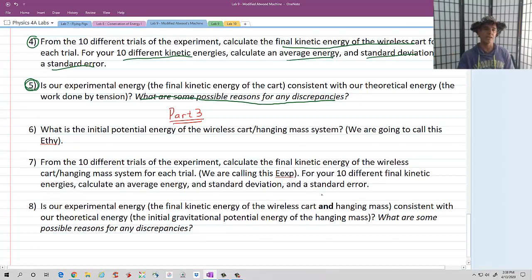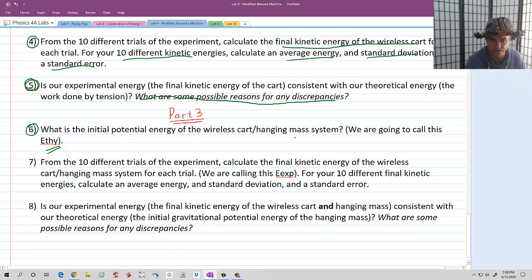And then part 3, again, there's no new data taking. It's still the same 10 trials, but now we are looking at it where our system is the wireless cart and the hanging mass. So what you can do for step 6, just calculate what is the initial potential energy of the wireless cart hanging mass system. We're going to call that our theoretical energy.